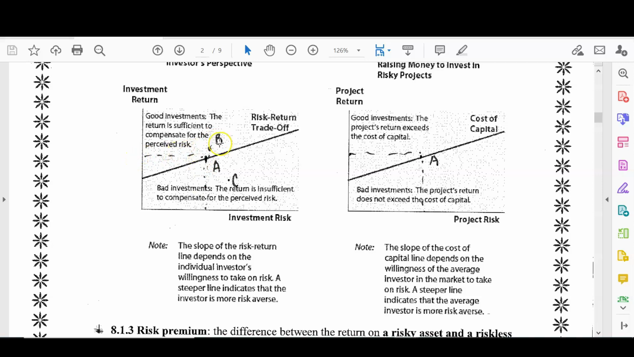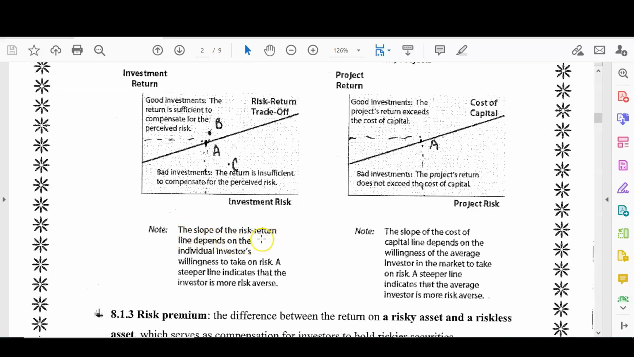If we look at point E, it's going to be a good investment because the return is sufficient to compensate for the perceived risk. Any point above the line would be a good investment because the return is higher than our minimum required return for investments with the same risk. But if we look at point C or any point below the line, it's a bad investment because the return is lower than the minimum required return for the same level of risk.